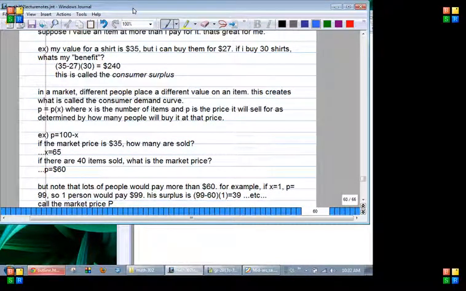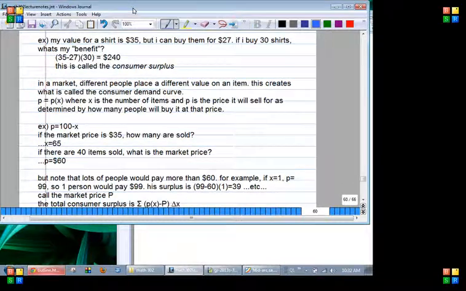So, call the market price P. The consumer surplus is every individual surplus, and you have to add them all up. So what's an individual surplus? It's whatever price they're willing to pay, which is P of X, minus the price they're actually paying, which is capital P.